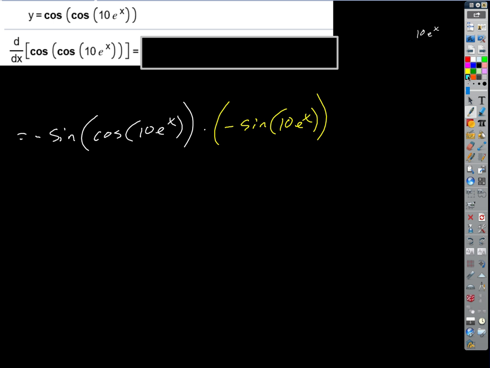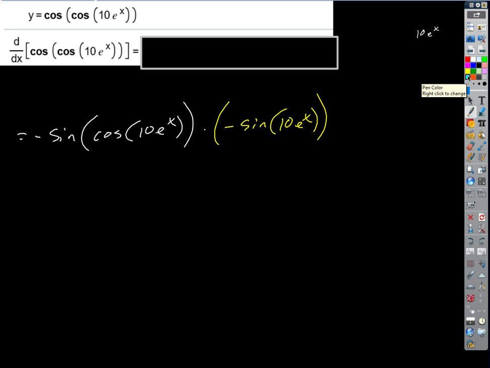And what's going to be next here? What do you think? What's next? Derivative of what's inside. So we've peeled the first two layers, now we're down to the derivative of 10 e to the x.